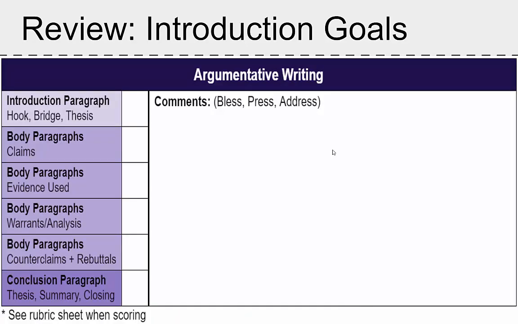So I just want to share how you get scored when you do writing groups. It all fits into this category here. So your introduction paragraph does get scored, and then the readers are going to be looking for a hook, a bridge, and a thesis. And then they might share some comments about how you did that as well.